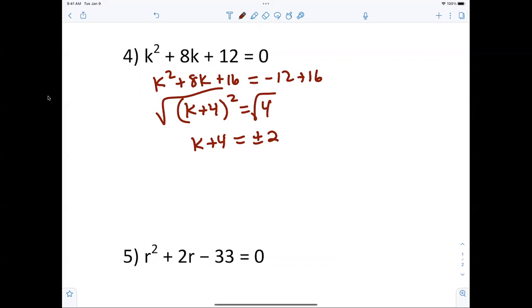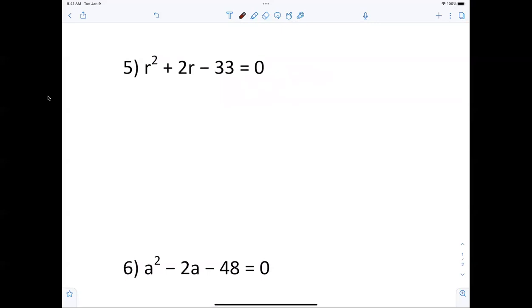So far, so good. K equals -4 plus or minus 2. So now you answer the question. K equals -2 and -6. I like to write the -2 first because I like to go -4 plus 2 and then -4 minus 2. All right.